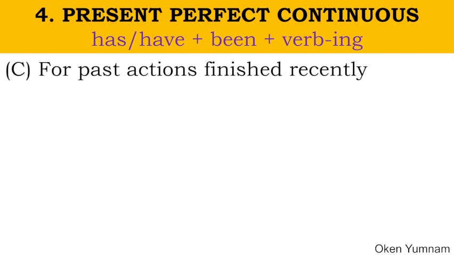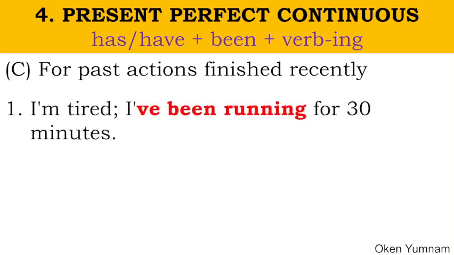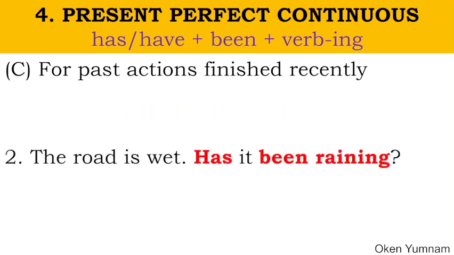And coming to the final use of present perfect continuous, we use it for actions that finished recently. See here, I'm tired. I've been running for 30 minutes. You are tired now. Why? Because just now you finished your running for 30 minutes. The action is completed. The road is wet. Has it been raining? Yes. Now it is not raining. It has stopped raining. You didn't see the rain, but you see the road is wet.